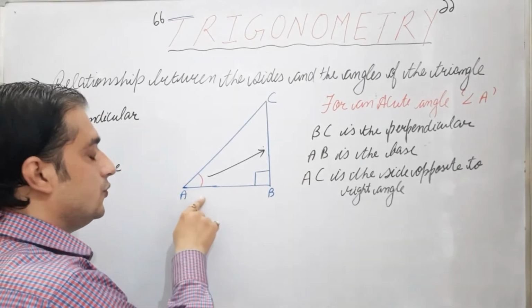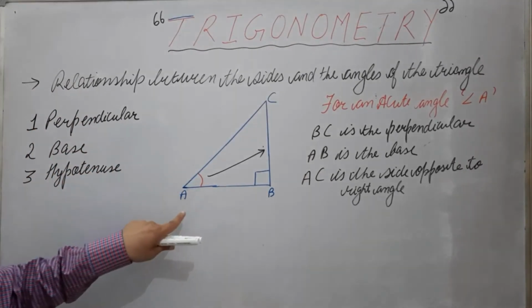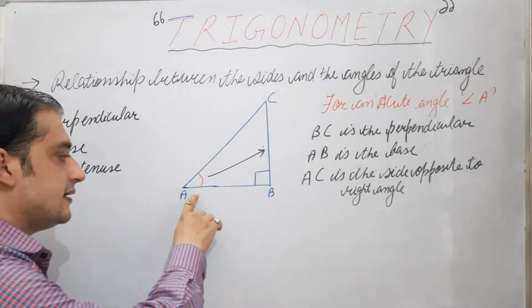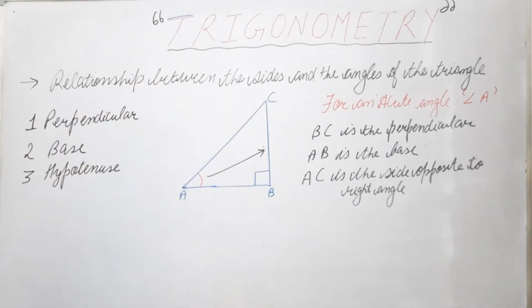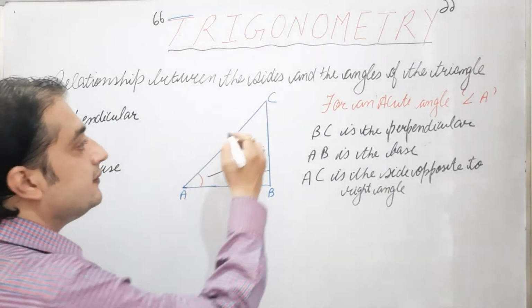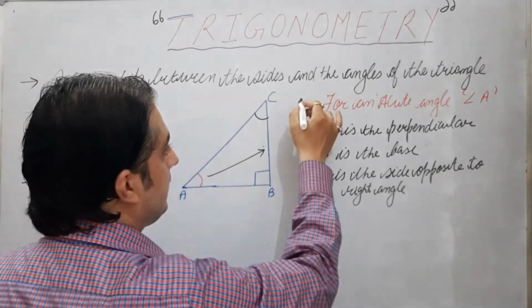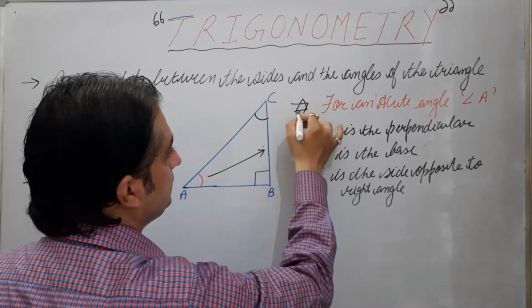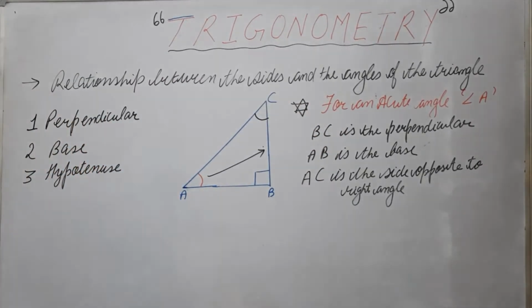Right. So you have to see which angle you are considering. If you are considering angle A, this becomes perpendicular, this becomes base, and the hypotenuse means AC. If I talk about the angle C, right, अगर मैं ये angle C की बात करता हूँ यहाँ पे, this is first I am talking about. Now I am talking about angle C.